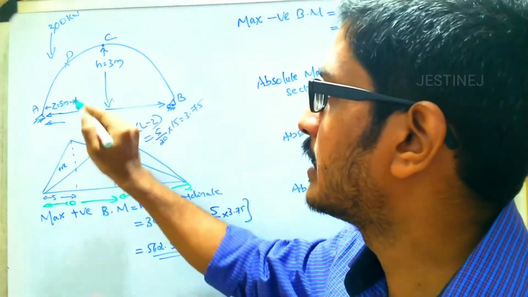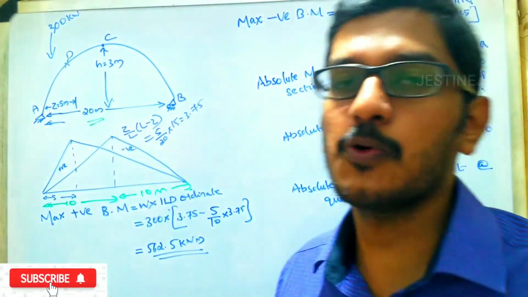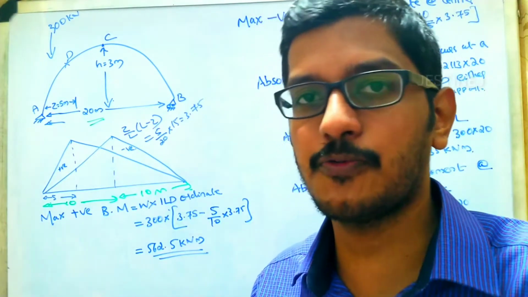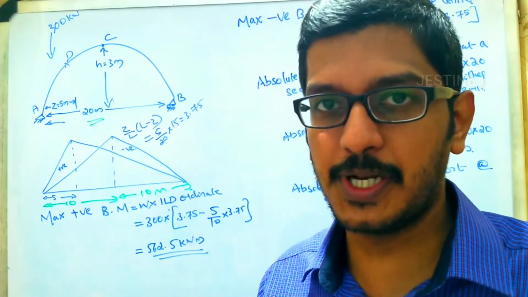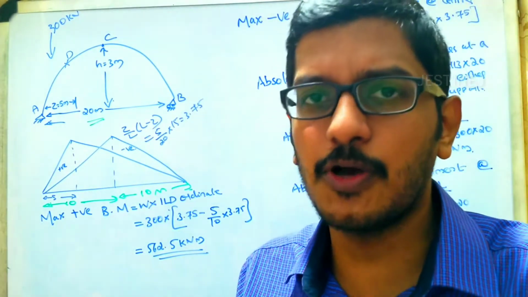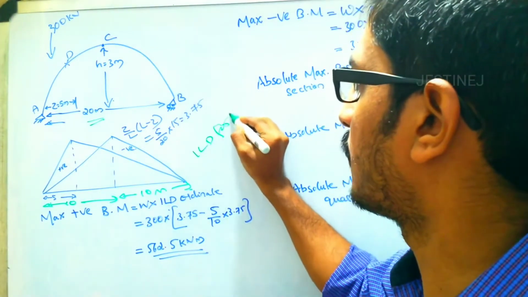At a distance of z equal to 5 meters, what is the maximum positive bending moment and what is the negative bending moment? We have to first find that out. Then we have to find out the absolute maximum bending moment. For that we have to draw the influence line diagram for the bending moment. ILD for bending moment.